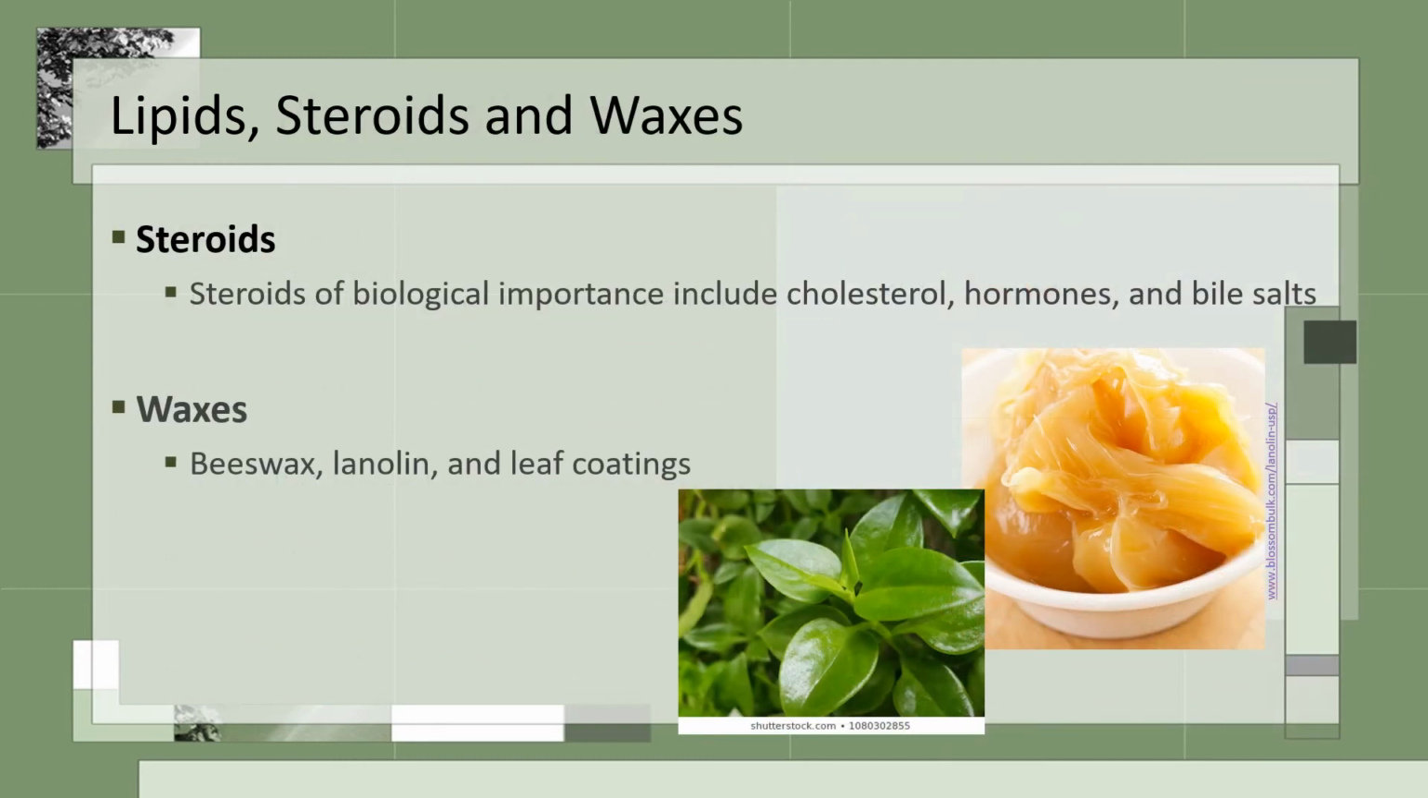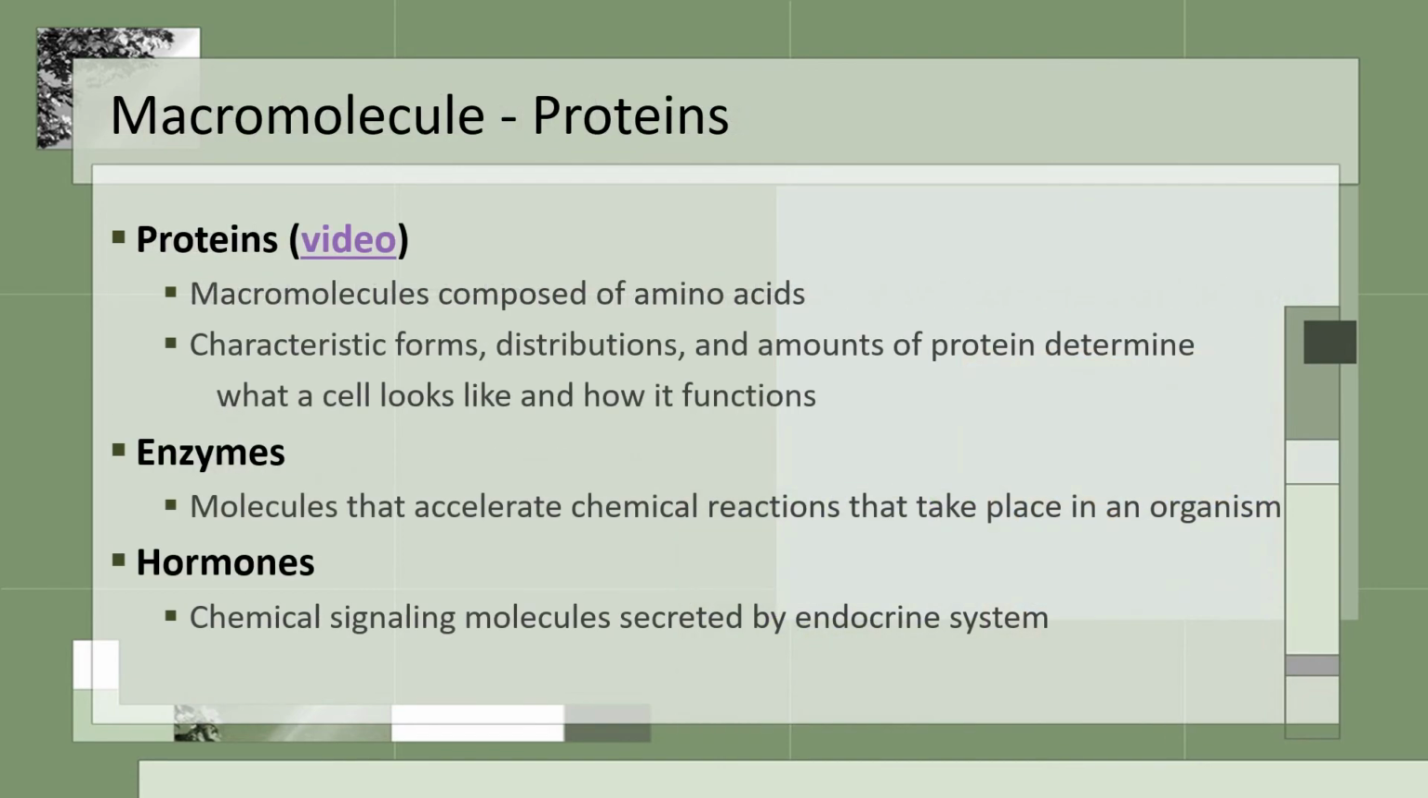Steroids and waxes have different structure from the rest of the lipids, but are also hydrophobic, meaning they do not like water. Steroids are important in the body as they help with cholesterol, which is necessary to synthesize many hormones in the body, and waxes are used mostly as a surface lubricant. Lanolin in sheep and waxy leaf coatings in some plants are examples.